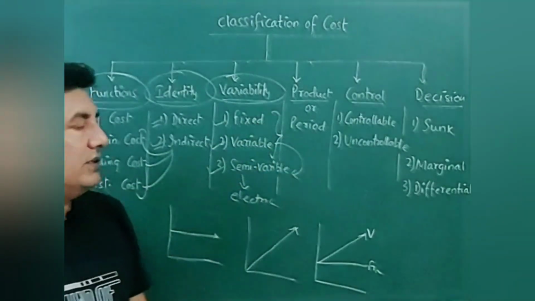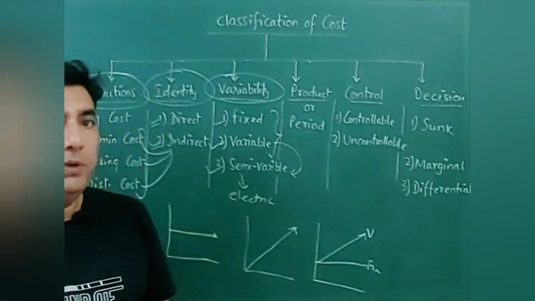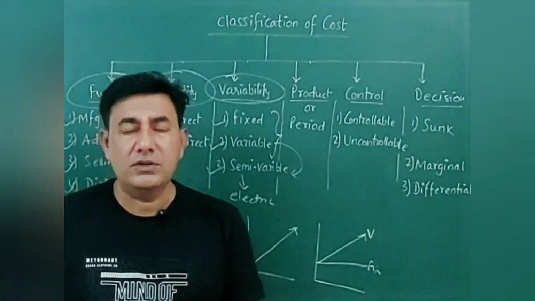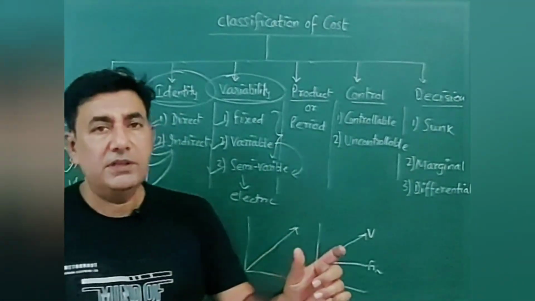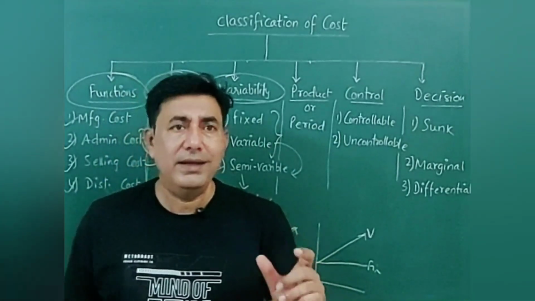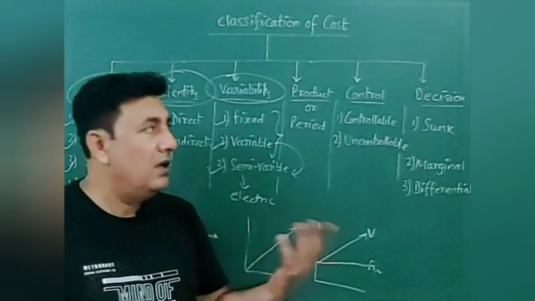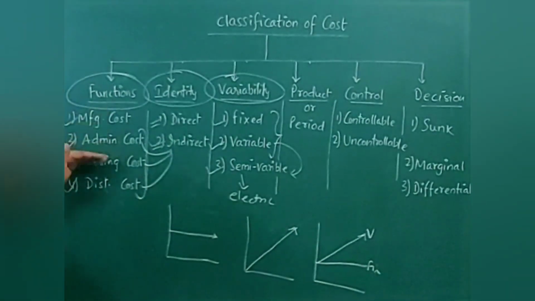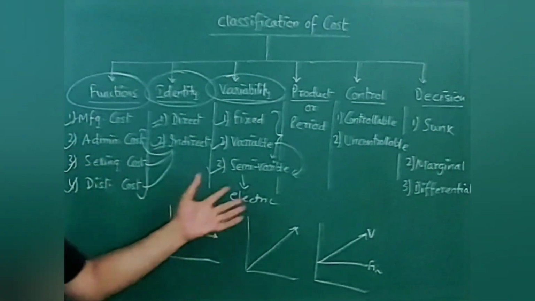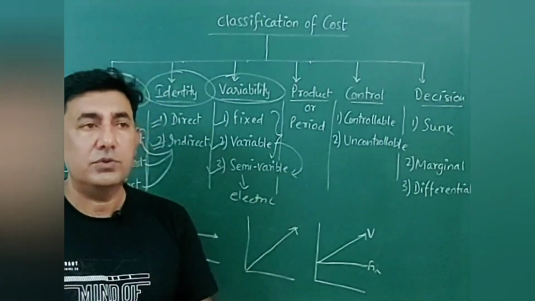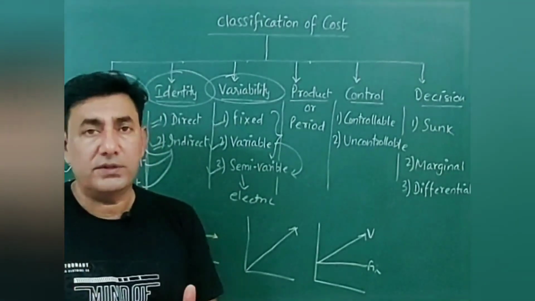Then comes product cost and period cost. You may be asked to write the difference between this. Product cost, as the name implies, it relates with the production. It relates with the production of the product or service. Like all these expenses, manufacturing, administrative, selling, distribution, they are all related with the product. So they are called product cost.